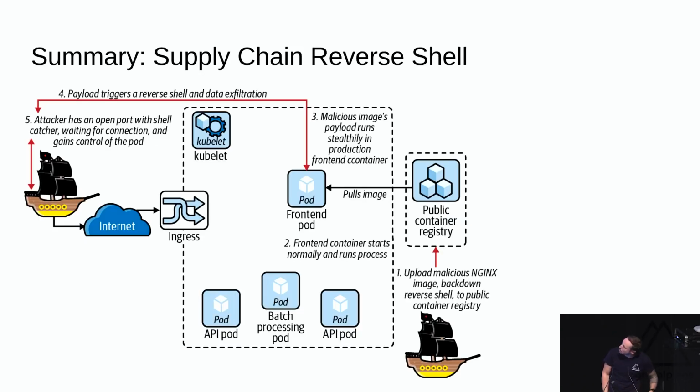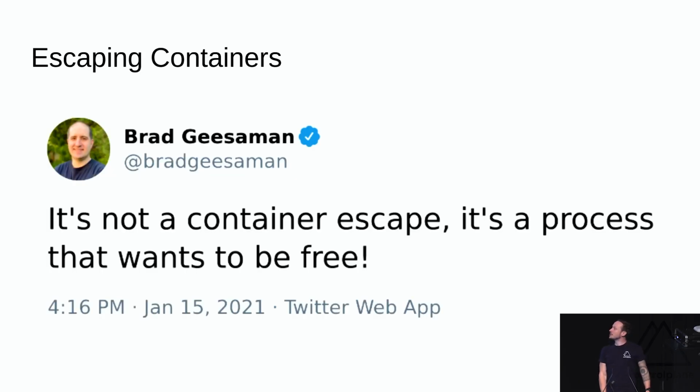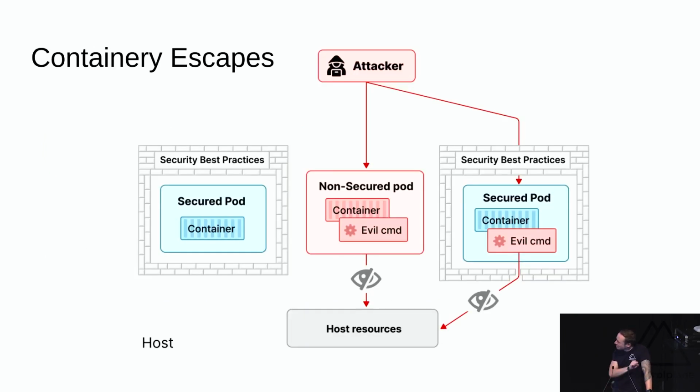So just to recap, we gained command and control. We're now inside someone's cluster with the ability to execute arbitrary commands. It's not a container escape, it's a process that wants to be free, says the reputable Mr. Brad Geesman. So in the middle, we saw a non-secured pod. This is what we just did. The evil command is not contained when the configuration is insufficient. What we will do now is run an evil command within a theoretically secured container, e.g. one that's not going to give us privilege, not using that double hyphen privileged flag or privileged equals true.